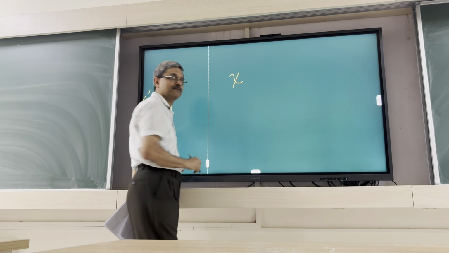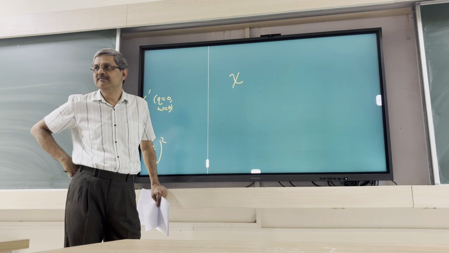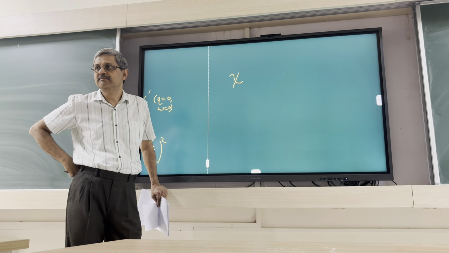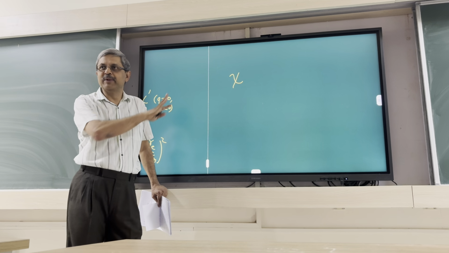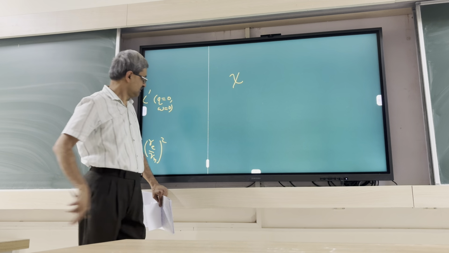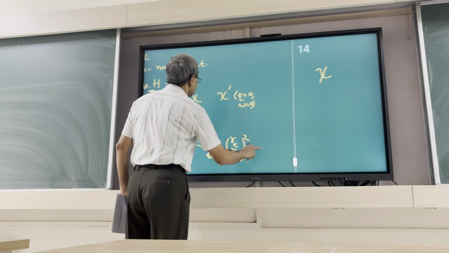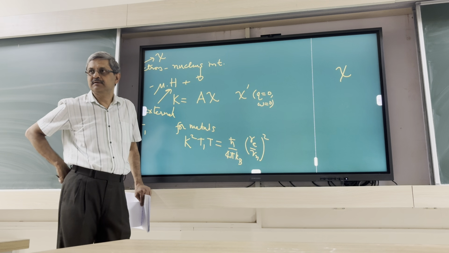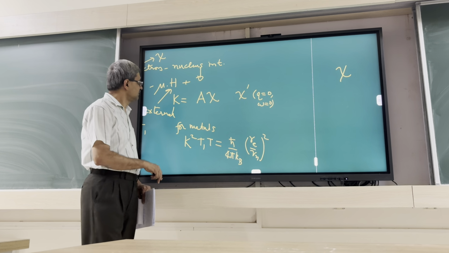So chi prime at Q0, omega 0 is only at the paramagnetic region. We are talking about a metal. No, above one, which expression you have, this chi prime Q0 omega 0 is only at the paramagnetic region.